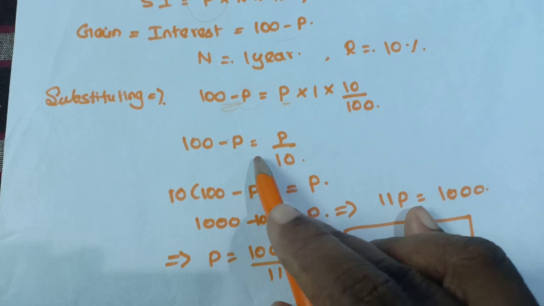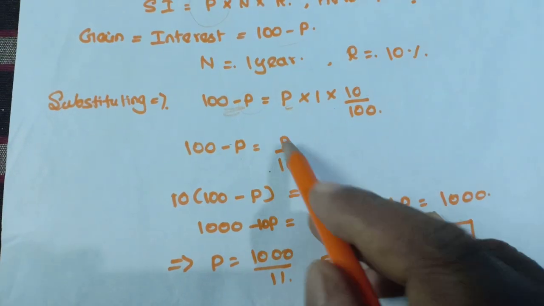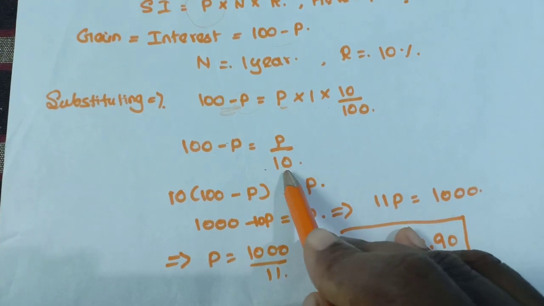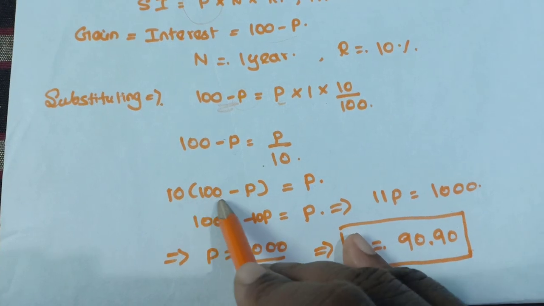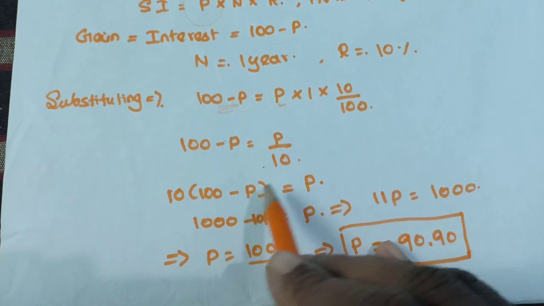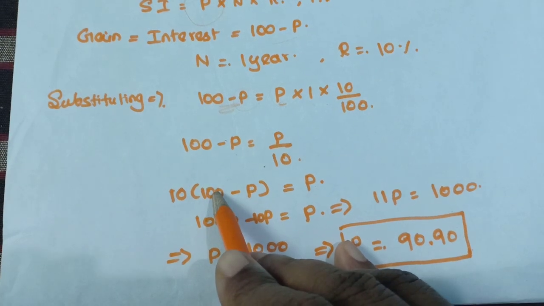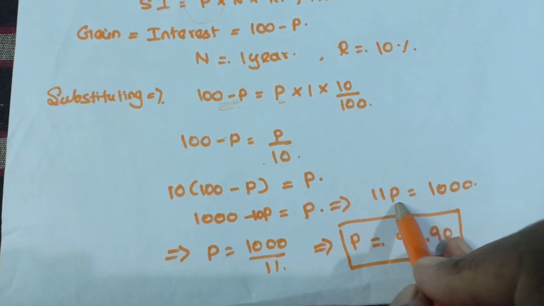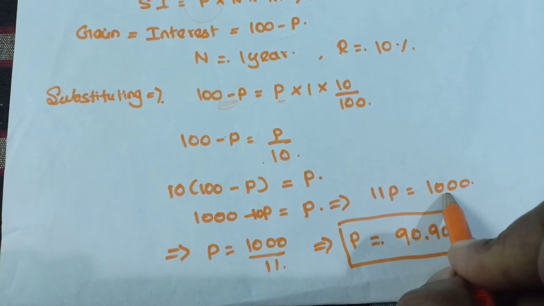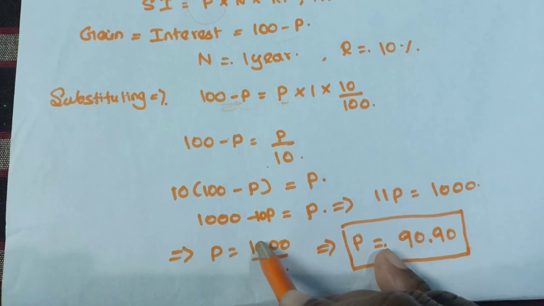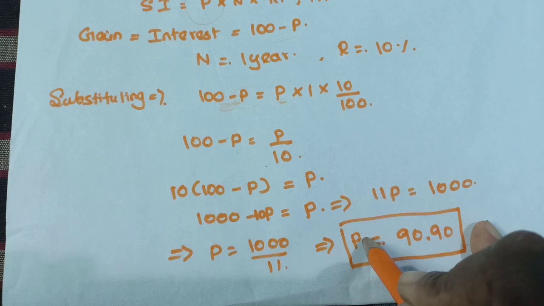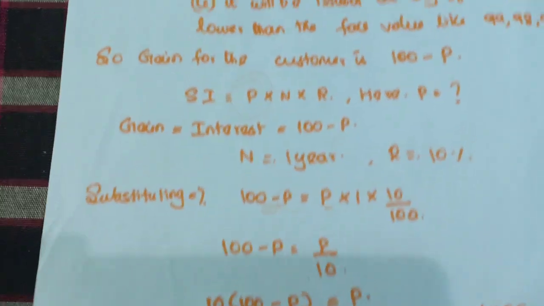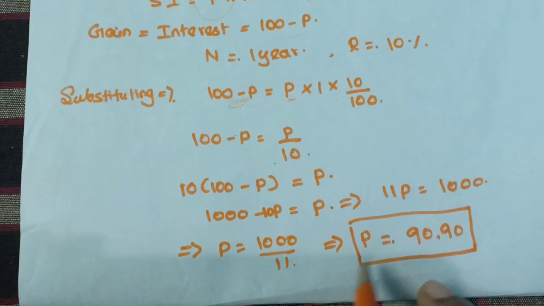100 minus P is equal to P divided by 10. I am taking this 10 to here. Then 10 into 100 minus P is equal to P. So multiplying it by 10, I am getting 1000 minus 10P is equal to P, which implies 11P is equal to 1000. So the value of P is 1000 divided by 11. That is, P is 90.90.